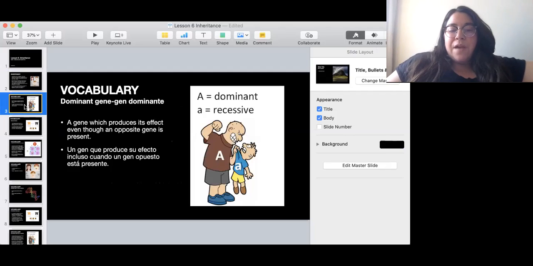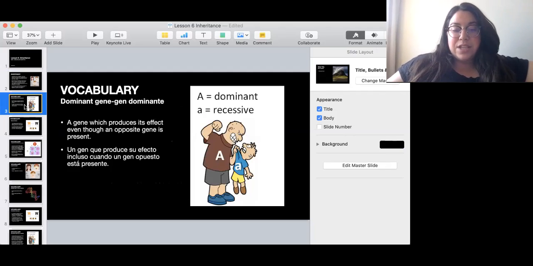Okay. For the vocabulary today, we have dominant gene. Gene, it's like a part of your DNA. And when we talk about that dominant gene, it's a gene that produces its effect even when an opposite gene is present. For example, when you have two genes, one gene that says that you're gonna have brown eyes, and then another gene that says that you're gonna have blue eyes.